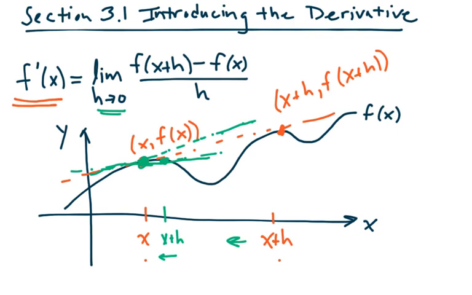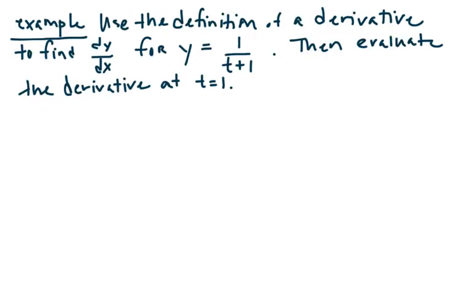So let's do an example. Here we want to use the definition of a derivative that I gave you on the previous page to find dy dx for y equal to 1 over t plus 1. Then we're going to evaluate the derivative at t equal to 1. Well, first off, let me make a small correction here. We're not finding dy dx, since our function y depends on t, we are finding dy dt.